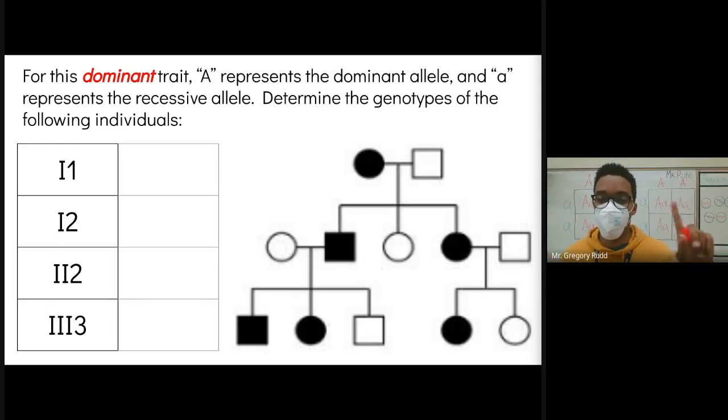What do you notice about this one on the left if she's homozygous dominant? What do you notice about her children? All of them have this trait. They will all be affected by the trait because they're all heterozygous. They all have at least one dominant allele. If they all had the trait, then it wouldn't be possible for her to have individual II3, because that individual is not affected.